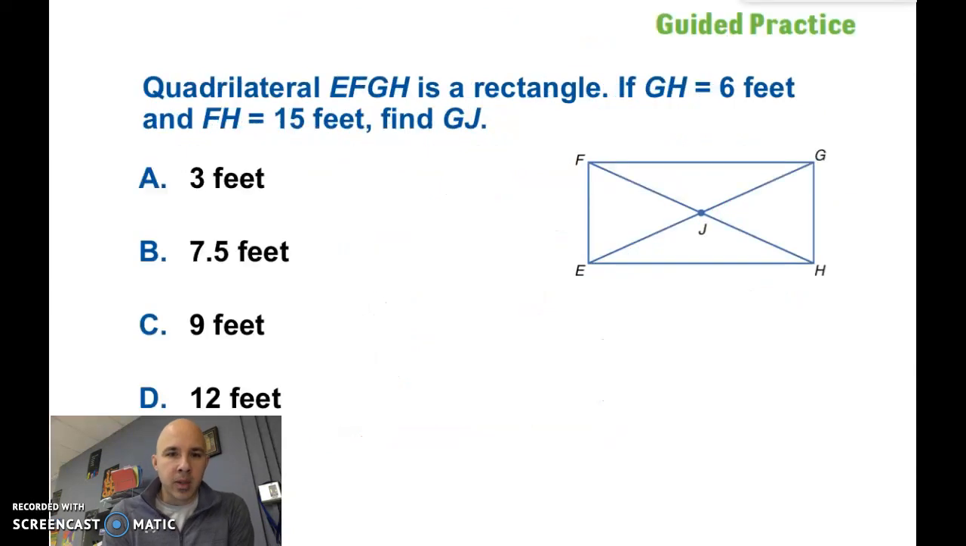Okay, welcome back. Let's go ahead with this guided practice problem. Quadrilateral EFGH is a rectangle. If GH equals 6 feet, I would again label it. FH is 15. You want to find out what JG is. So take your time, label this. Use the properties of parallelograms and the properties of rectangles to solve this.